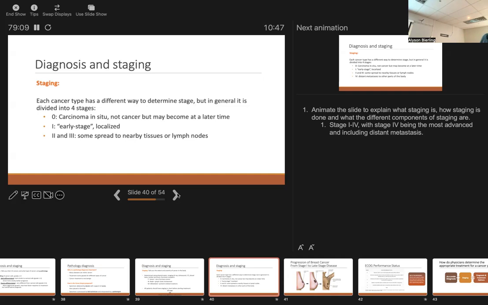So again, using the example of the melanoma, when that melanoma started to invade the basal layer, the dermal layer, we would consider that to be stage 2 or stage 3. And then finally, what is stage 4?